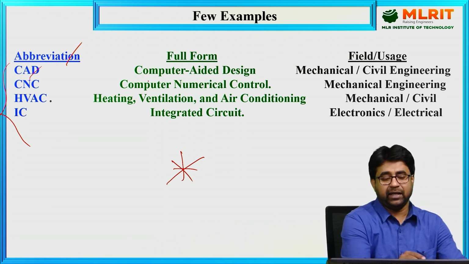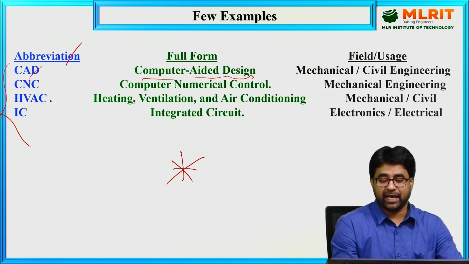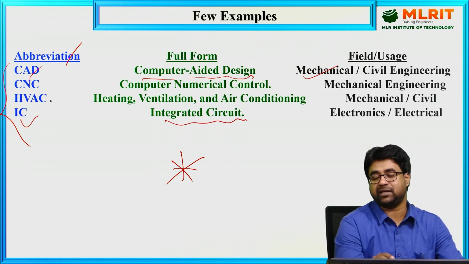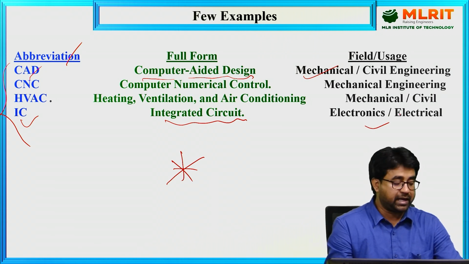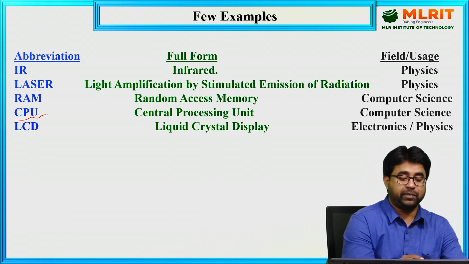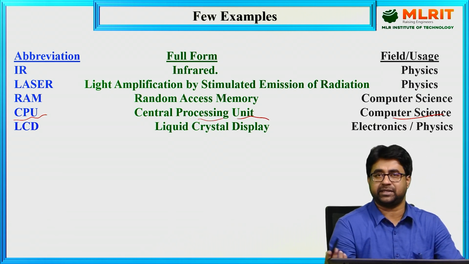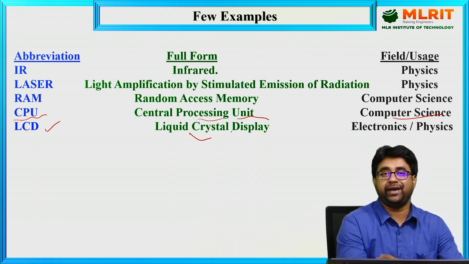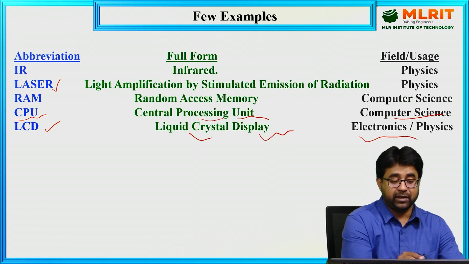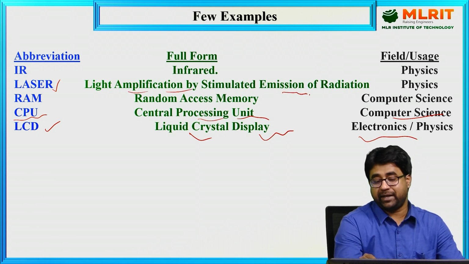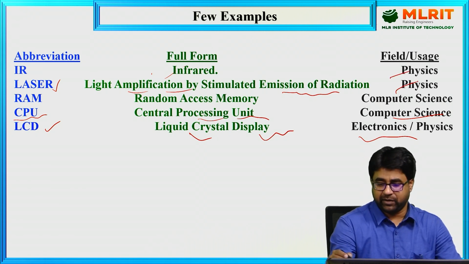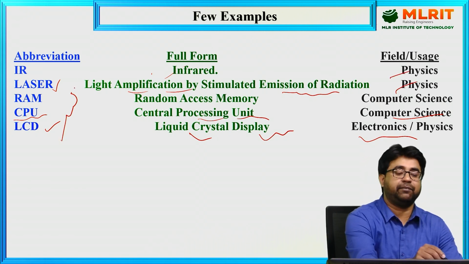Fine. So just a few examples. You can see CAD. It stands for computer aided design, and it is mainly used in the mechanical or civil engineering field. IC, for example, integrated circuit. It is used in the electronic and electrical field, right? CPU, central processing unit, related to computer science. LCD, liquid crystal display. It is again related to electronics or physics. Laser, light amplification by stimulated emission of radiation. IR, infrared. All these are examples from the field of physics, basic science. So these are the examples of abbreviation.